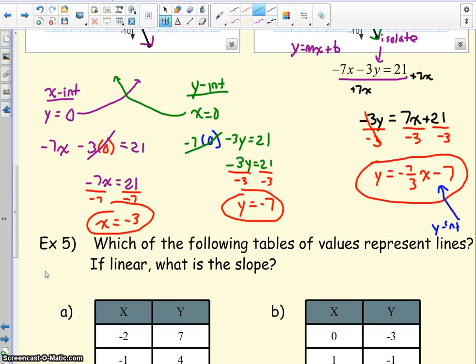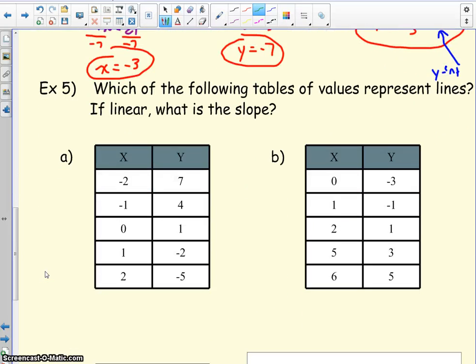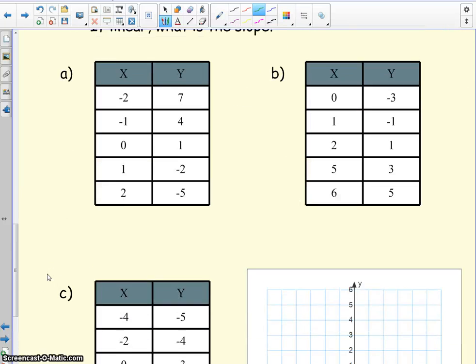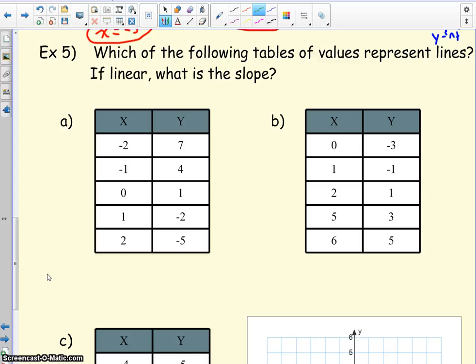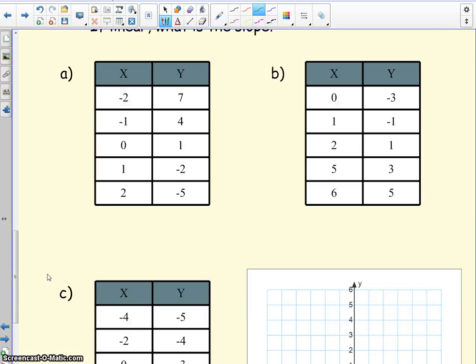All right, so let's move on. So here there's 3 tables of values, and I want you to tell me which ones of these represent lines. And if they are linear, I want you to tell me the slope. There's a few ways of going about this. You may remember something to do with first differences from grade 9. You may find it easier to just graph each one of them and see what kind of graph it gives you, and then find your own conclusions from there. So I'm going to give you a chance to try this on your own first, or with a partner. So pause the video and push play when you're ready to go through the answers together.